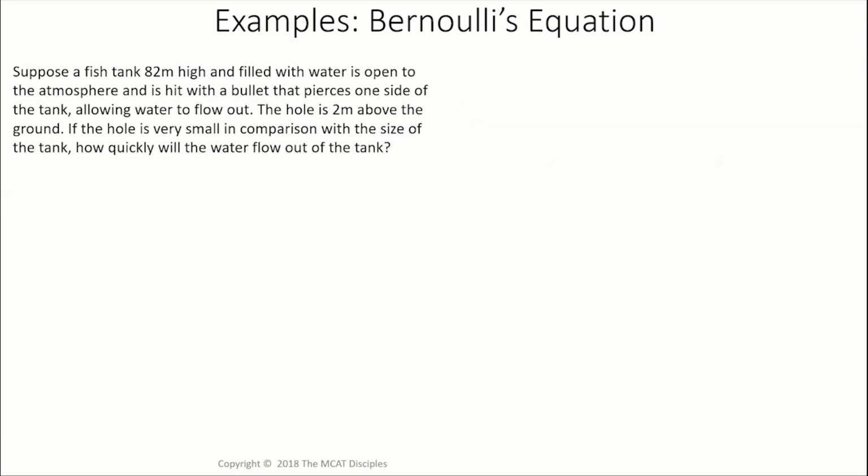Suppose a fish tank of 82 meters high and filled with water is open to the atmosphere and is hit with a bullet that pierces one side of the tank, allowing the water to flow out. The hole is 2 meters above the ground. If the hole is very small in comparison with the size of the tank, how quickly will the water flow out of the tank?